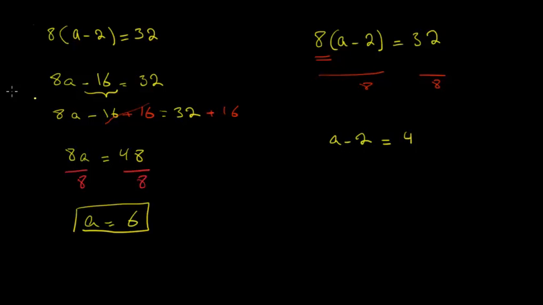Now the last operation done to this expression is minus 2. So we do the reverse: a minus 2 plus 2 equals 4 plus 2. Then we have a equals 6. So we are done. Let's do some more complicated equations.